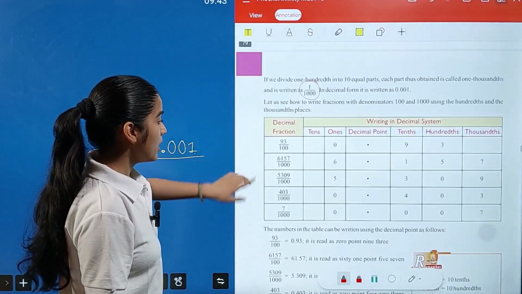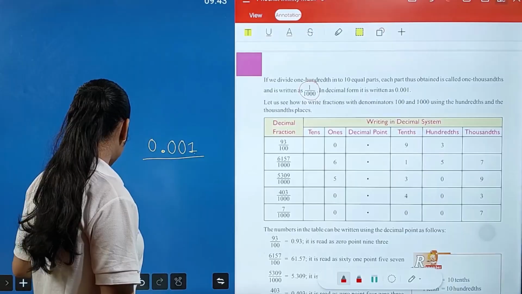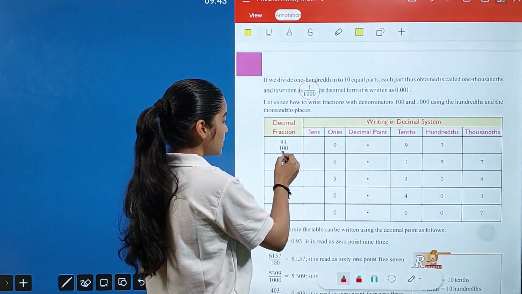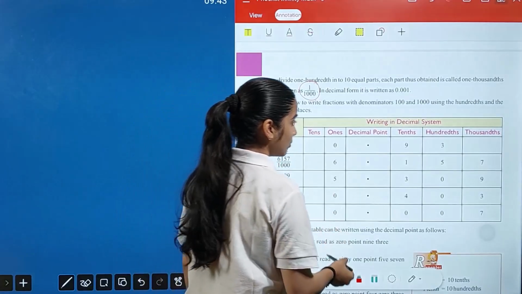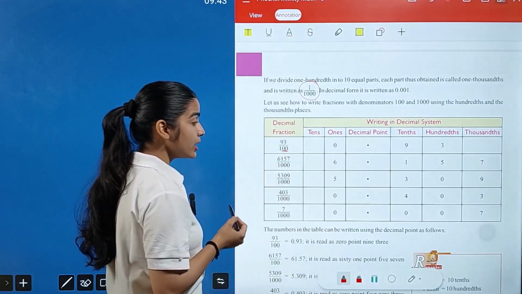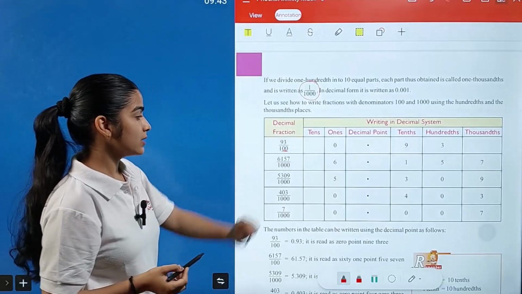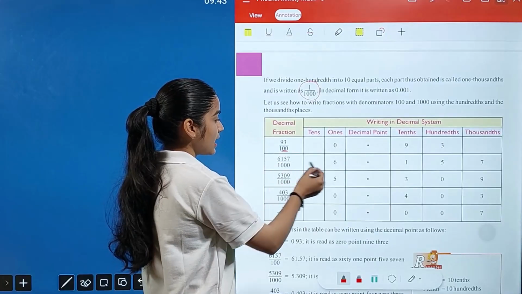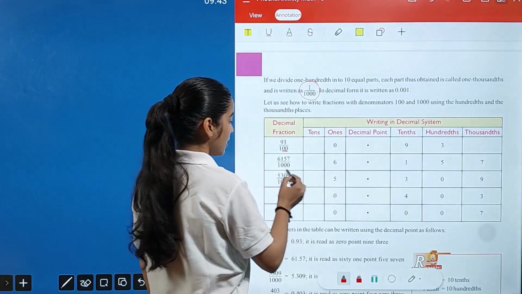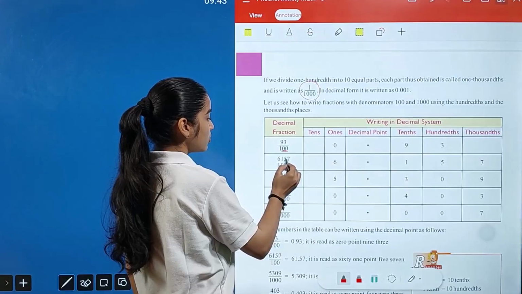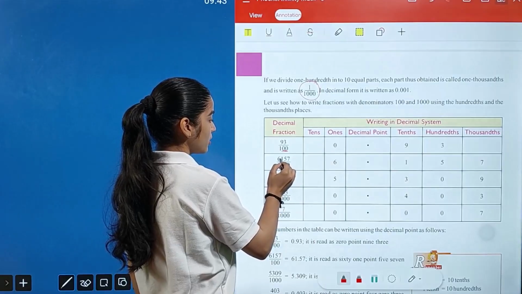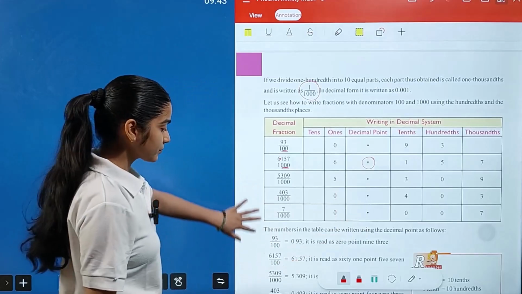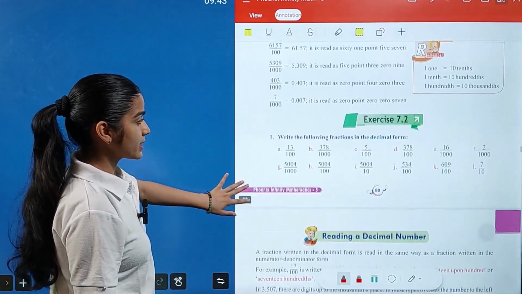Okay, now 93 upon 100. So 93 upon 100 means 93. How many zeros are there? 2. So you have to start your counting. 0.93. Now 6157 will be written as 6.157 because you have 3 zeros. So 1, 2, 3. Put a point here like this. 6.157. Okay.